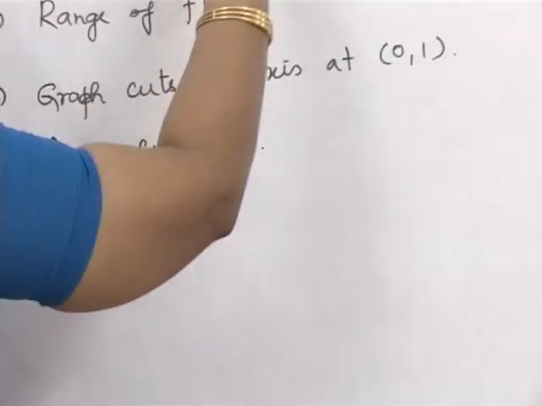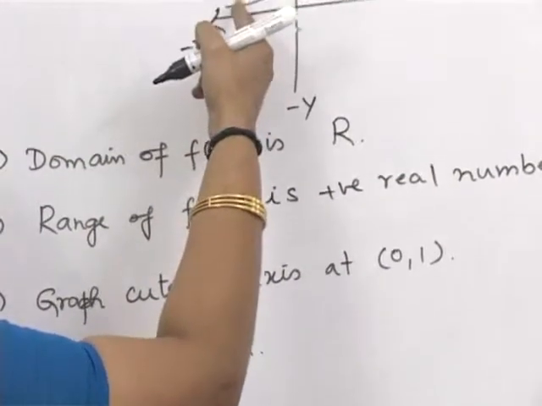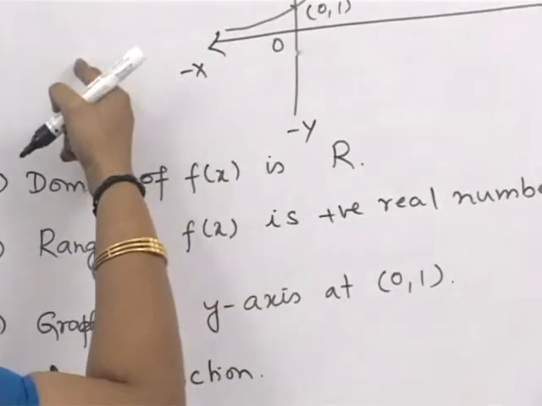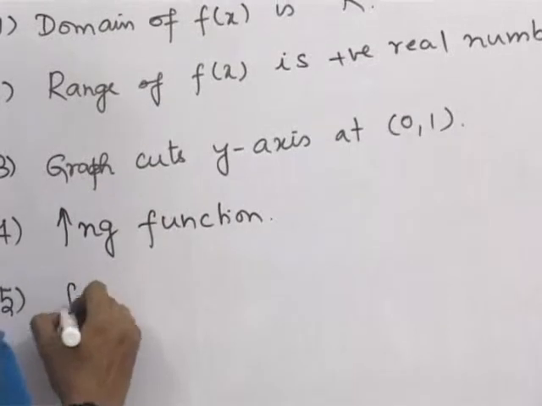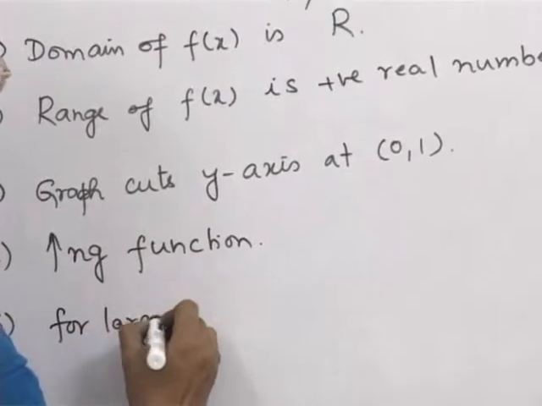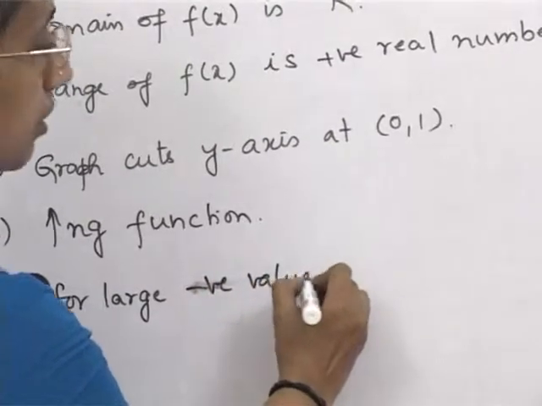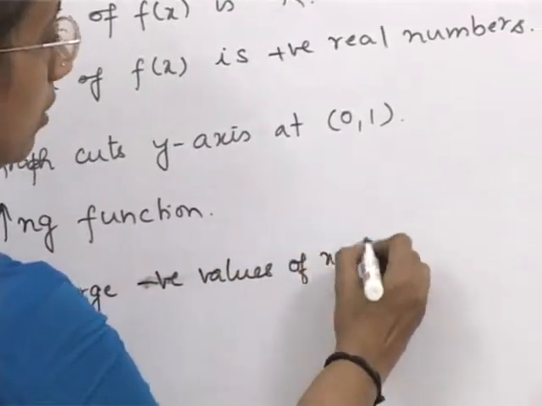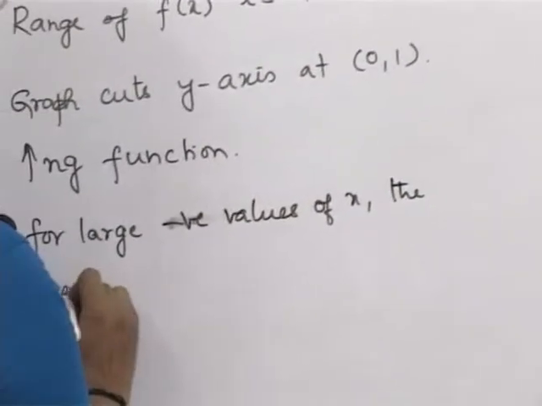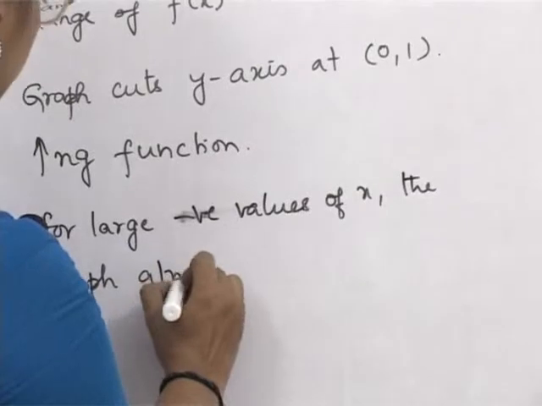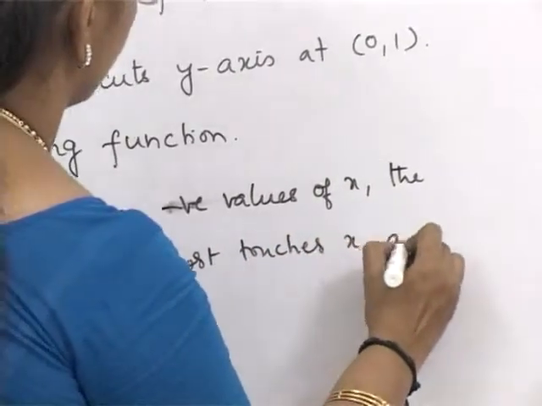Now for really high negative values of x, we can see that the graph will slowly approach the x-axis, but it is never going to touch it. So for large negative values of x, the graph almost touches the x-axis.